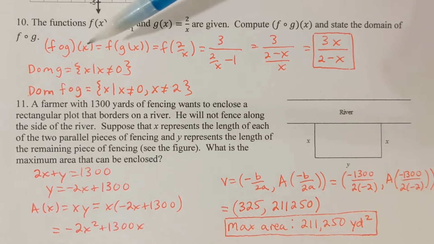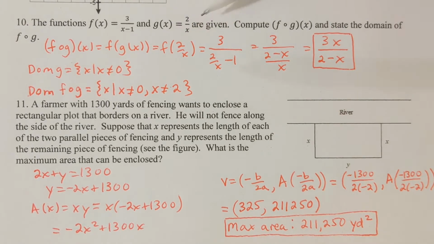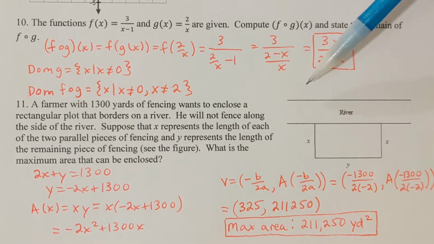So f composed g of x just simply means that you're going to plug g into f. Whatever function is written after the open circle, you're going to plug that into the one that's before the open circle. Okay, so g is going to go into f, not the other way around, where f goes into g. Now g of x is 2 over x, so everywhere that I see an x in f, there's only one, I need to replace that with 2 over x. And so I've done that, replaced x with 2 over x, and now I would have to simplify.